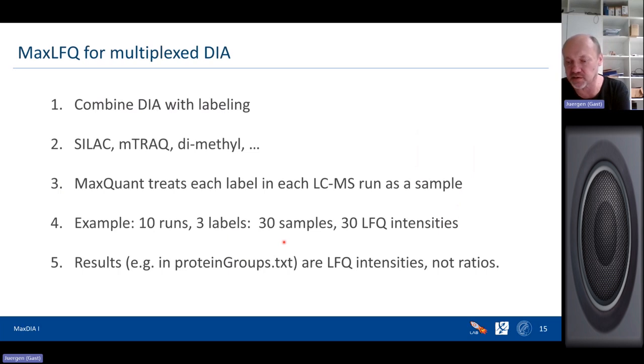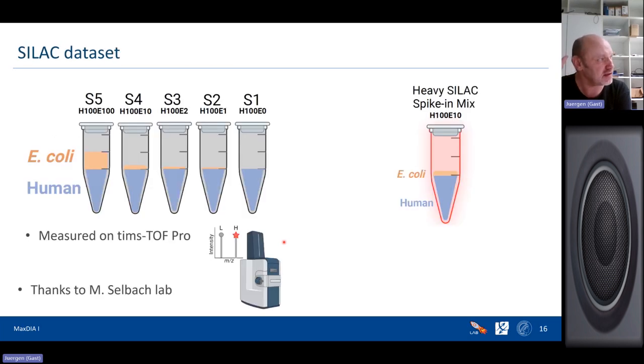So, as I'm coming to an end, just to show you some results. This is data that was provided by the lab of Matthias Selbach in Berlin, where they used double SILAC labeling, with a heavy and a light channel, using the heavy channel as a reference, and then the light channel has a species mixture between E. coli and human in different ratios, so that you can produce many benchmark ratios with known ground truth.